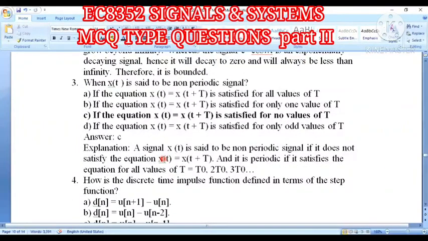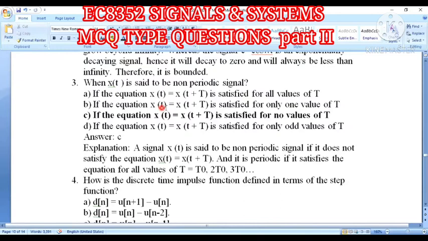Next question. When is x of t said to be non-periodic? You know the periodic condition as well as the non-periodic condition, isn't it? x of t equal to x of t plus capital T is periodic for all values of t. Once it satisfies this condition, it is periodic. But here the question is non-periodic. Let us check the answers. If the equation x of t equal to x of t plus T is satisfied for all values of t, that is the periodic case. So option A is not the answer.